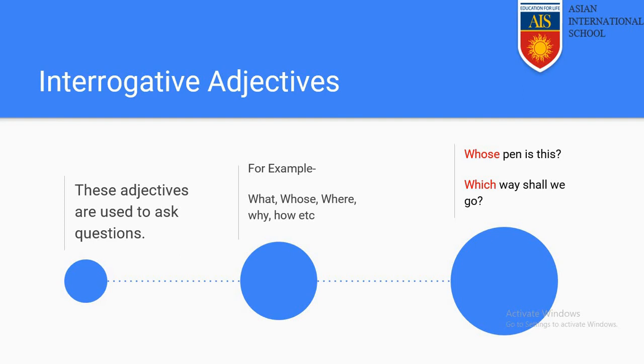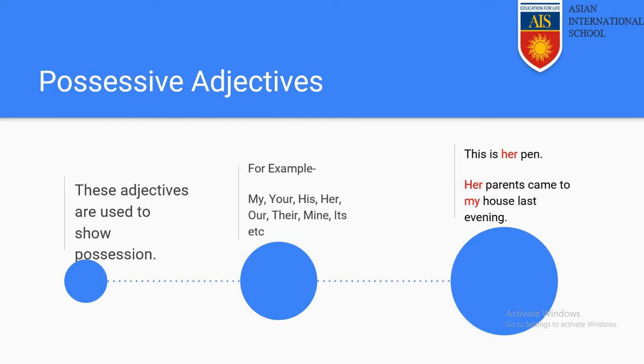Next is interrogative adjectives. From the name we can understand that interrogative adjectives means questions. So these adjectives are used to ask questions. So what are the words? All the WH words are interrogative adjectives. Whose pen is this? Which way shall we go? These are interrogative adjectives.